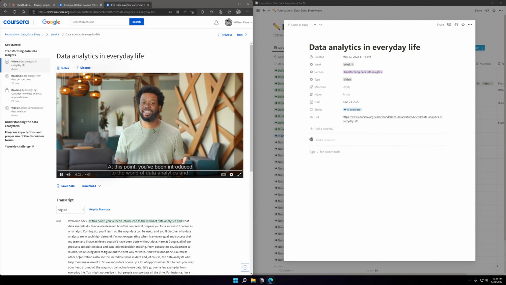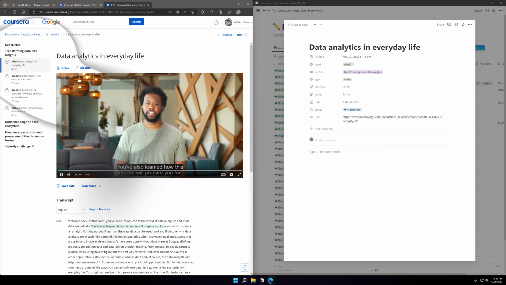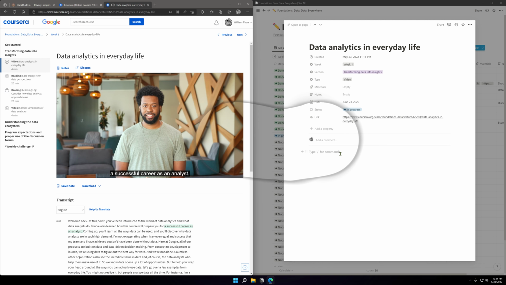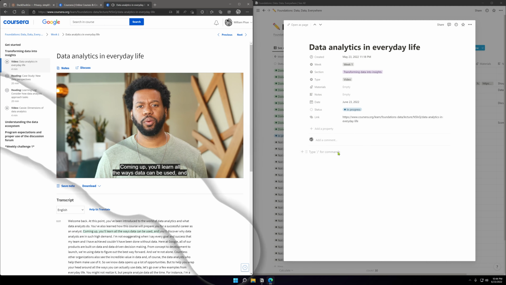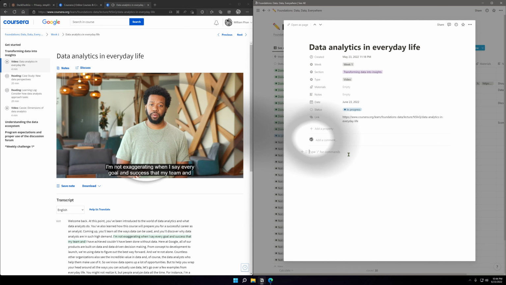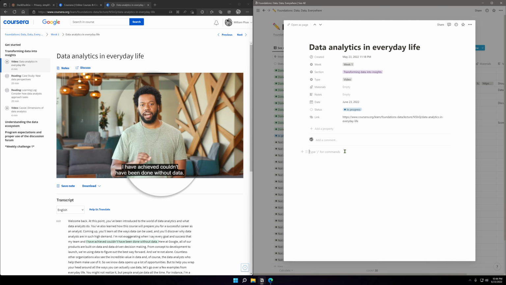Welcome back. At this point, you've been introduced to the world of data analytics and what data analysts do. You've also learned how this course will prepare you for a successful career as an analyst. Coming up, you'll learn all the ways data can be used, and you'll discover why data analysts are in such high demand. I'm not exaggerating when I say every goal and success that my team and I have achieved couldn't have been done without data.